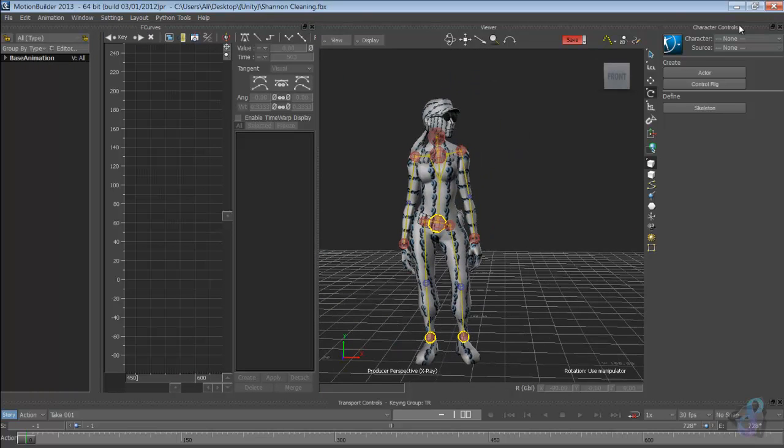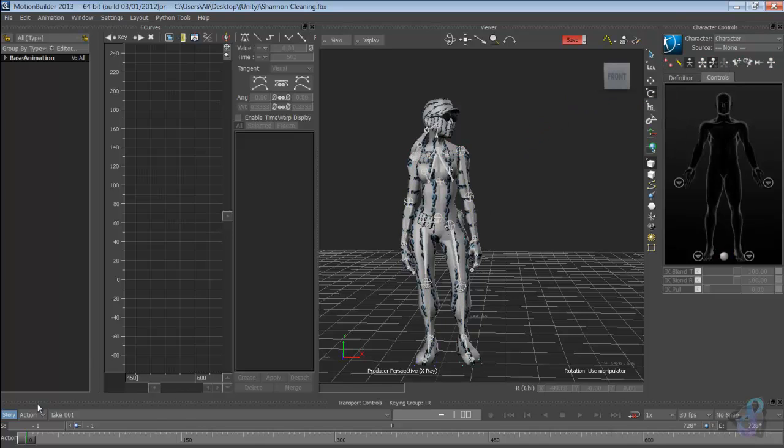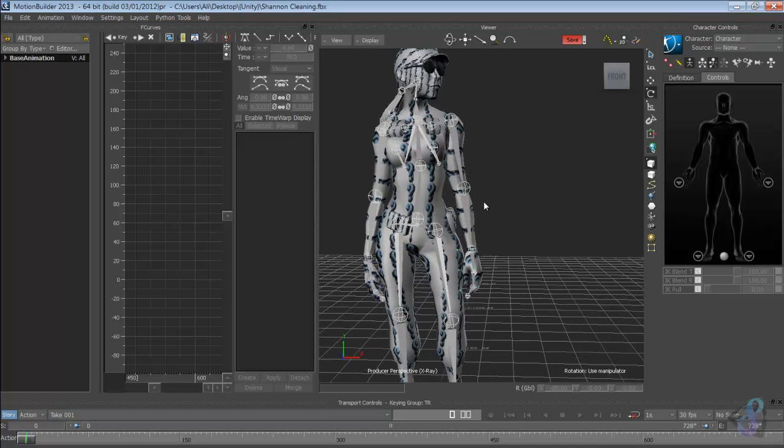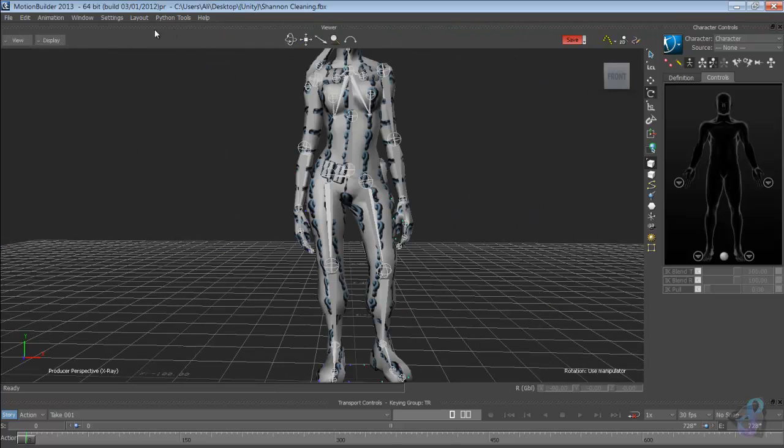And now I can select my character and bake the skeleton. And bingo. Now I'm on frame 0, I remember. They had the T-pose on frame 0. And let's do it quickly. Let's do it quickly. Why not?